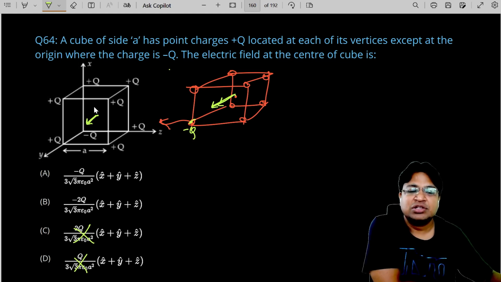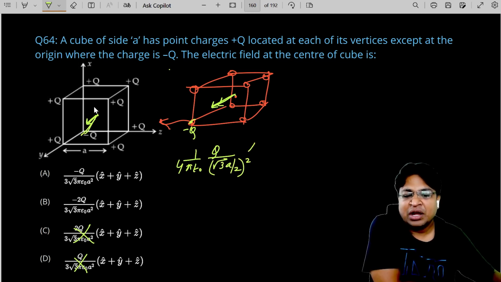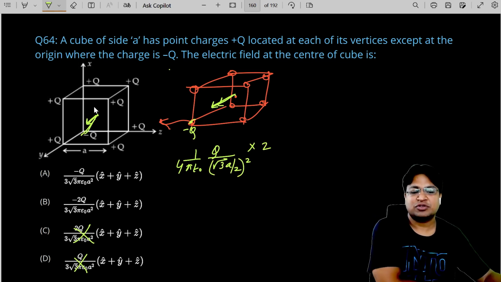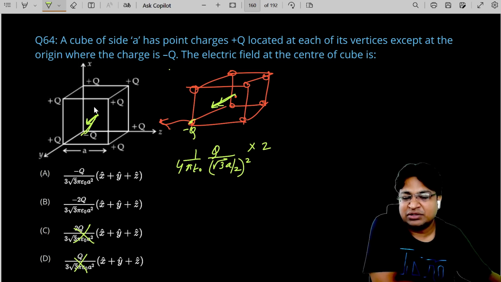Now, which one will be correct? So, how much electric field will be produced by one charge? Let's talk about that. So that would be 1 by 4 pi epsilon naught into q divided by this distance. Now, this distance would be half of the diagonal. The diagonal length is root 3 a. So root 3 a by 2, squared. All right, and we will have twice the magnitude of this, because one charge will produce whatever, and the other 7 will also produce the same amount. So this is the magnitude that we are looking for.